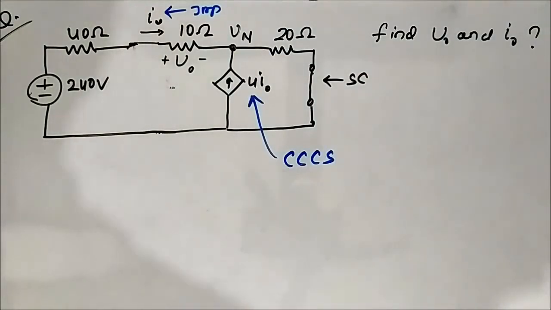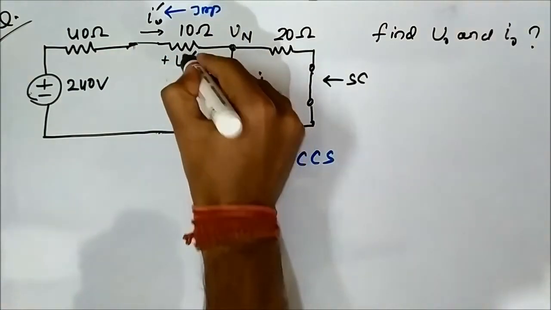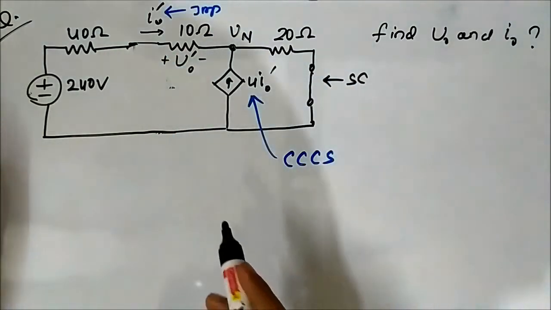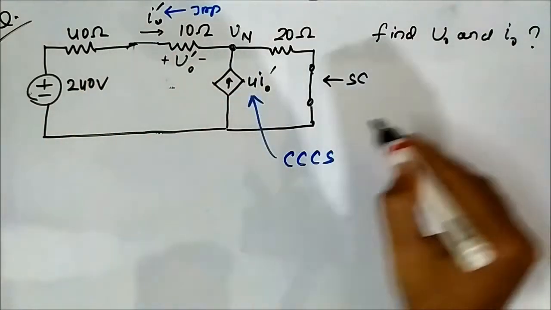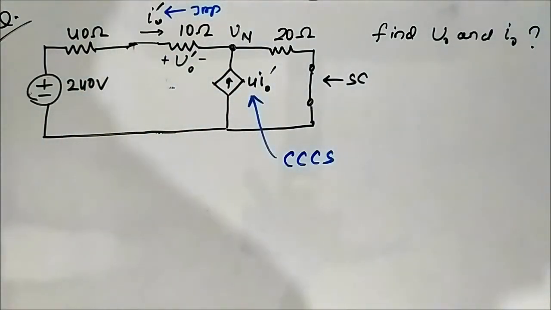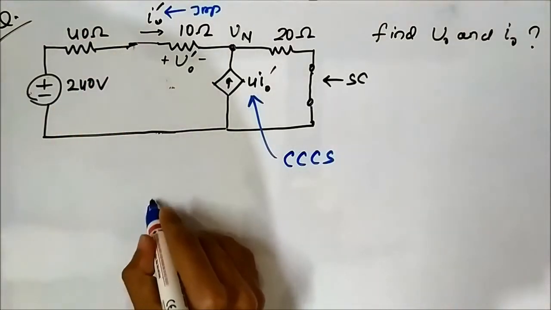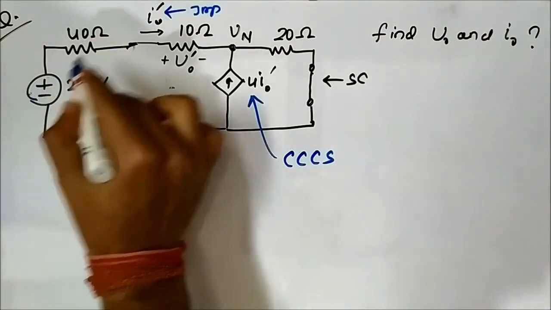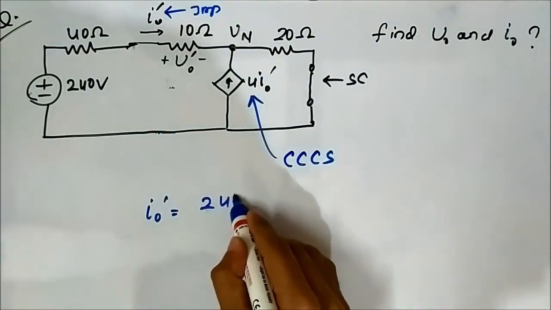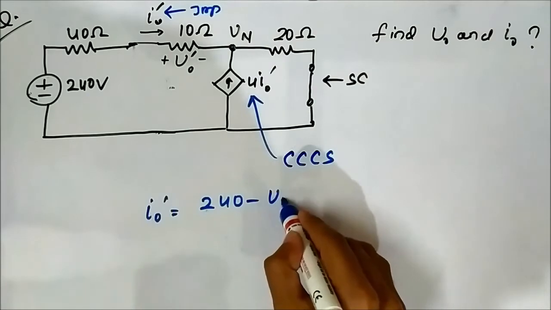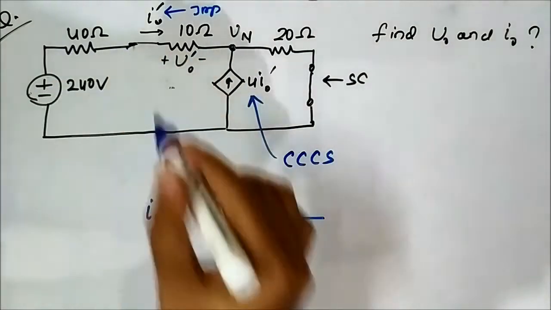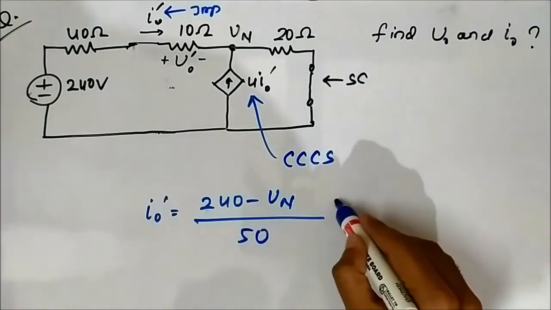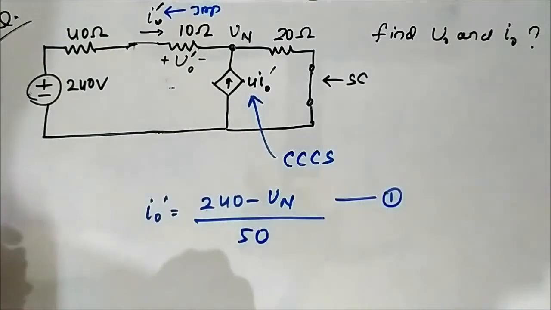Okay, now here let us call in the first step this as I0 dash, this as V0 dash, so this becomes 4I0 dash. Here I0 dash, this is the important nodal equation here. I0 dash is equal to 240 minus Vn, Vn is the potential at this node, divided by the total resistance involved, which is 50 ohm. So this is an important equation.